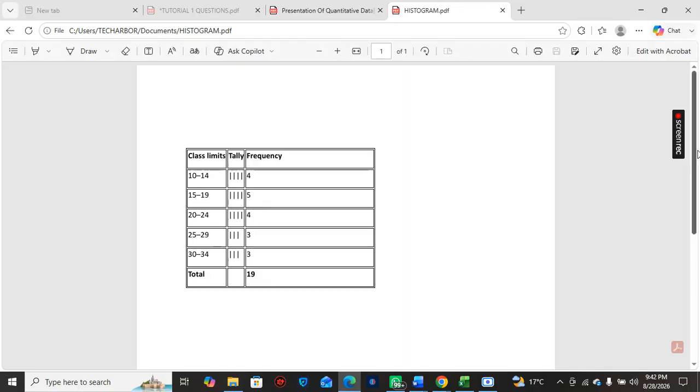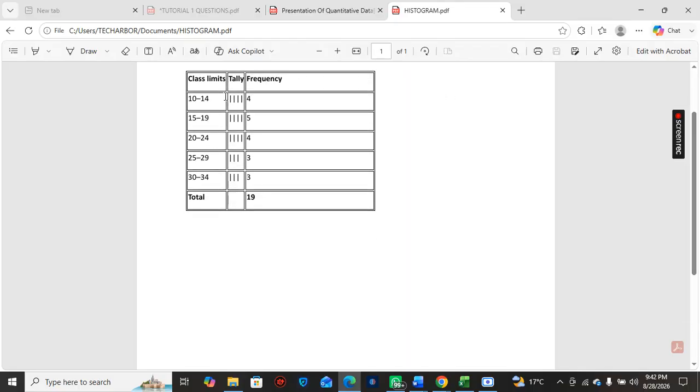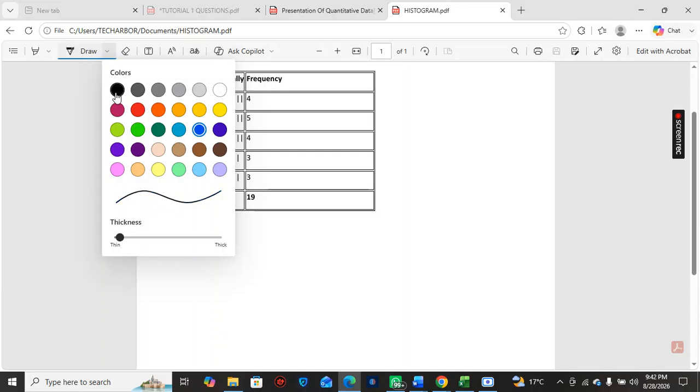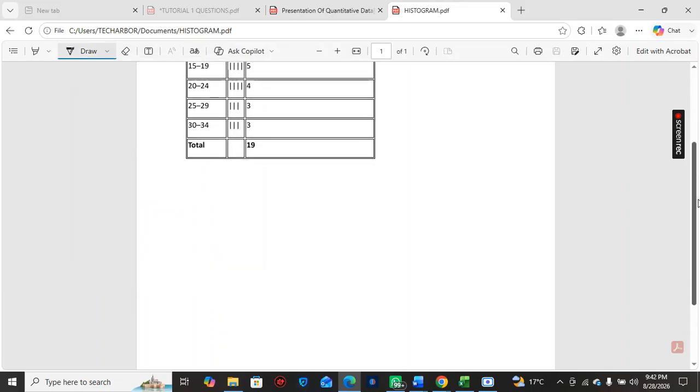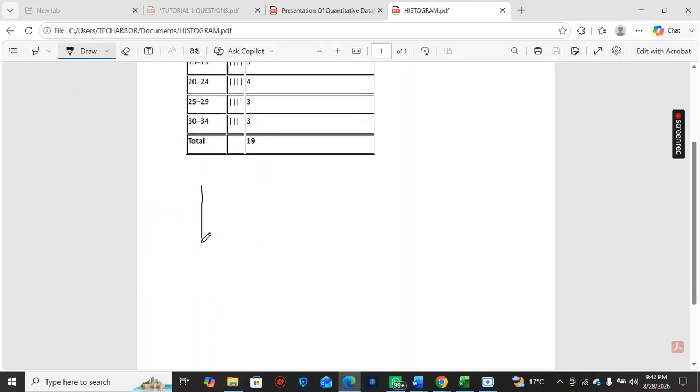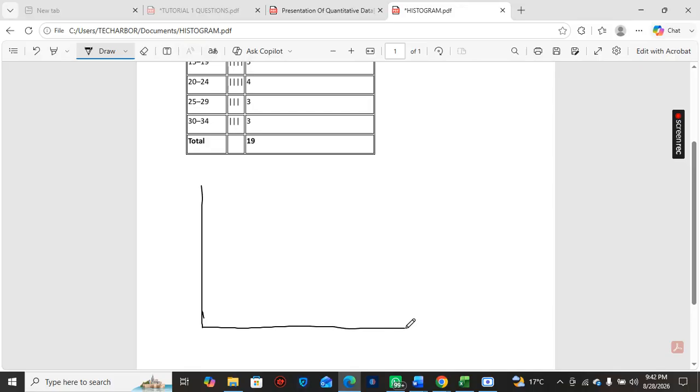Now we can do it. So after we made our frequency table, now we can make the histogram. On the histogram, you put it like this. Your y-axis is going to have the frequencies. Then on the x-axis, we're going to have the number of items.